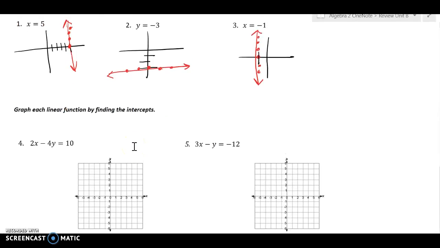So what I'd like you to do is try numbers 4 and 5, and when you think you have them, press play so you can check your answers.